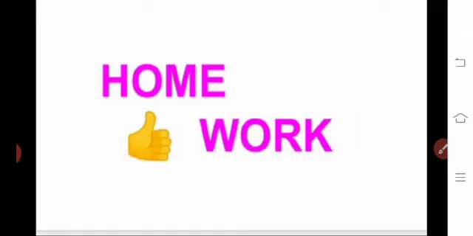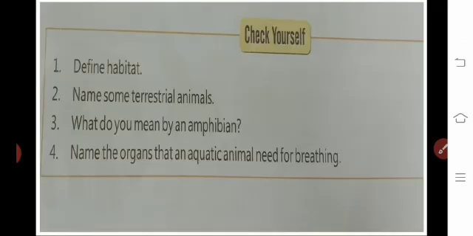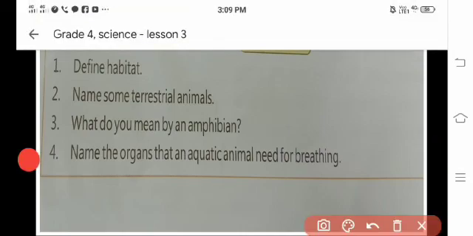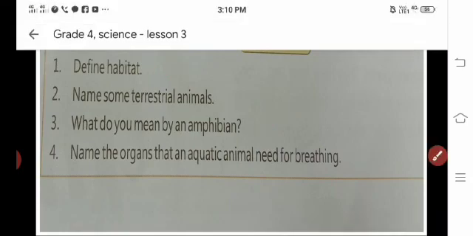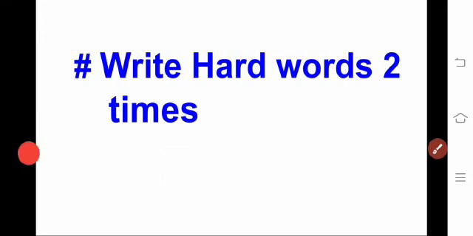Okay, let me move to our homework session. Check yourself. First question, define habitat. Second, name some terrestrial animals. Third, what do you mean by an amphibian? And fourth, name the organs that an aquatic animal needs for breathing. Those answers you can write in your homework note and send to me. Next, write the hard words two times also.